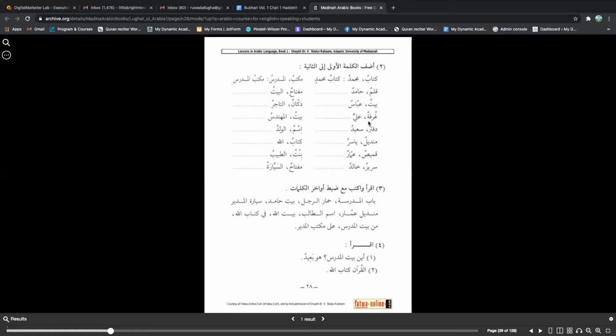Okay, we have a room, ghurfatun, with a tanween, and Aliyun, also a proper name with a tanween. So we just get rid of one of the dhammas, and you see how this goes. I'm sure you all could probably do this on your own. I'm going through it real quick so you have it for reference. So it becomes ghurfatu Aliyin.